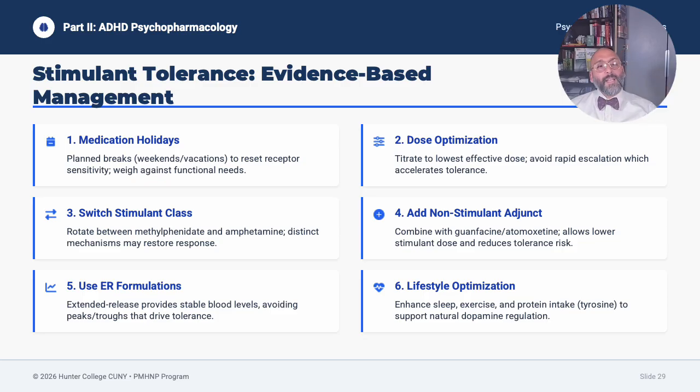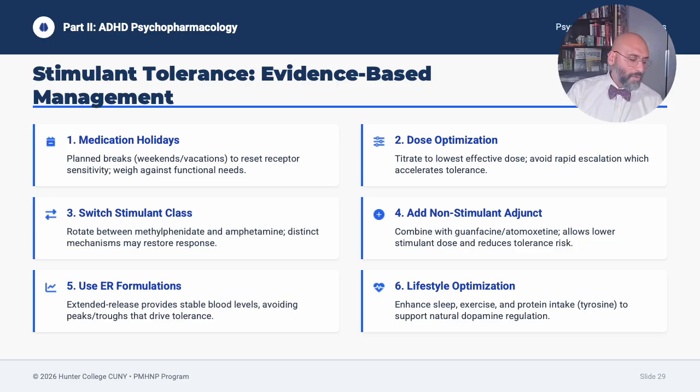The other thing is, think about using those extended release formulations. Peaks and troughs tend to drive tolerance, and extended release formulations can smooth out that dopamine signaling, reduce the rebound, and improve adherence. So if a patient is cycling on and off all day long, likely they're going to achieve tolerance. And of course, lifestyle optimization.